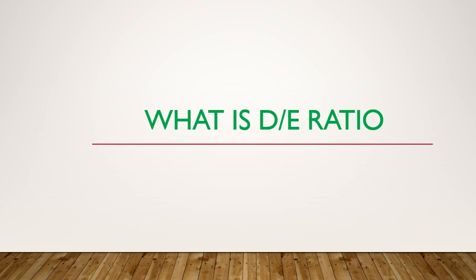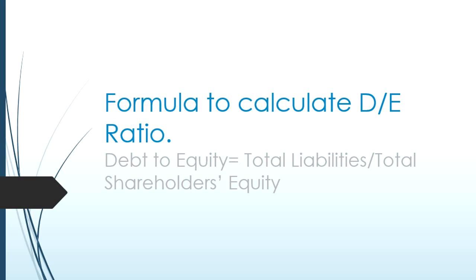Now we'll see what the debt to equity ratio is, how to calculate it, and what the best level to consider is. It shows how much debt you owe for each stock you hold. The debt to equity ratio is calculated by dividing a company's total liabilities by its shareholders' equity. Here is the formula to calculate the debt to equity ratio, that is total liabilities divided by total shareholders' equity. The debt to equity ratio should be less than 1.